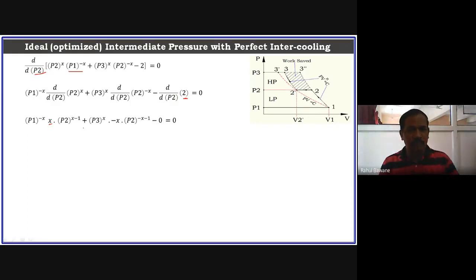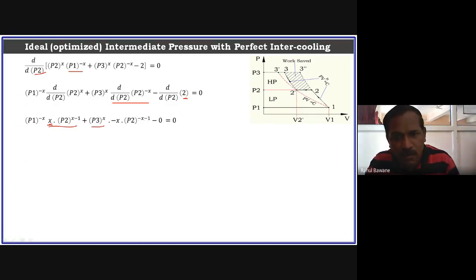So you know the basic mathematical formula of differentiation: the power comes down, then P2 with power minus 1. Then P3 raised to the power x. Now differentiation of the second term: minus x is there, so we multiply by minus x into P2 raised to the power minus x minus 1. And this is a constant term, so it becomes 0.